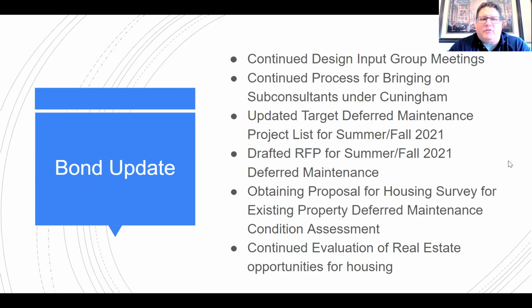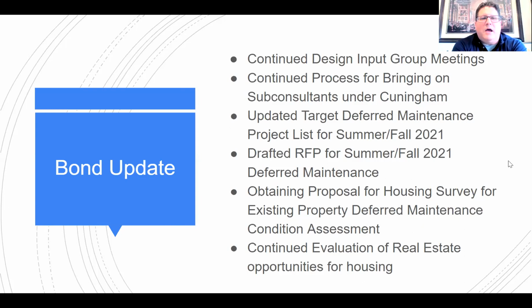One, we are having discussions with pre-qualified design subconsultants like mechanical, electrical, plumbing engineers, civil engineers, roofing experts, theater consultants, et cetera, to be brought onto the team under Cunningham or in separate contracts directly with the district. Two, we are finalizing a proposal from a firm to provide housing analysis to provide facility conditions assessment report of the current housing stock. This will inform us of the capital improvements or repairs needed on the existing housing inventory.